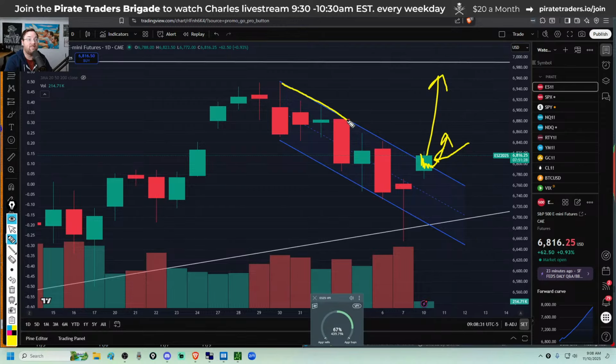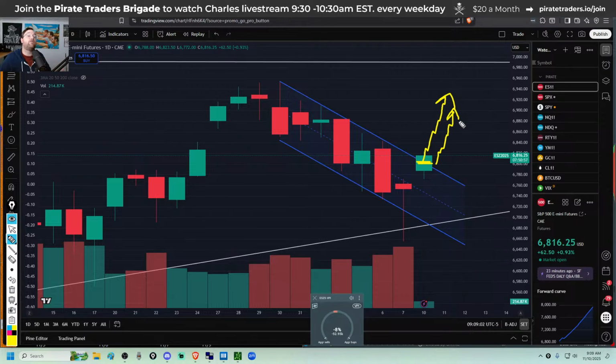Why? Because this channel is a form of balance. And when we break out of balance, we expect a move, right? We expect excess. We expect momentum. In this case, that would be short covering and FOMO buying. So there's a very real chance if we come back down to the 6,800 area today and we find support there, this thing could take off and trend higher today, and we could get a big trend day to the upside. The thing is, right now, we have no clue whether that's going to happen or not.